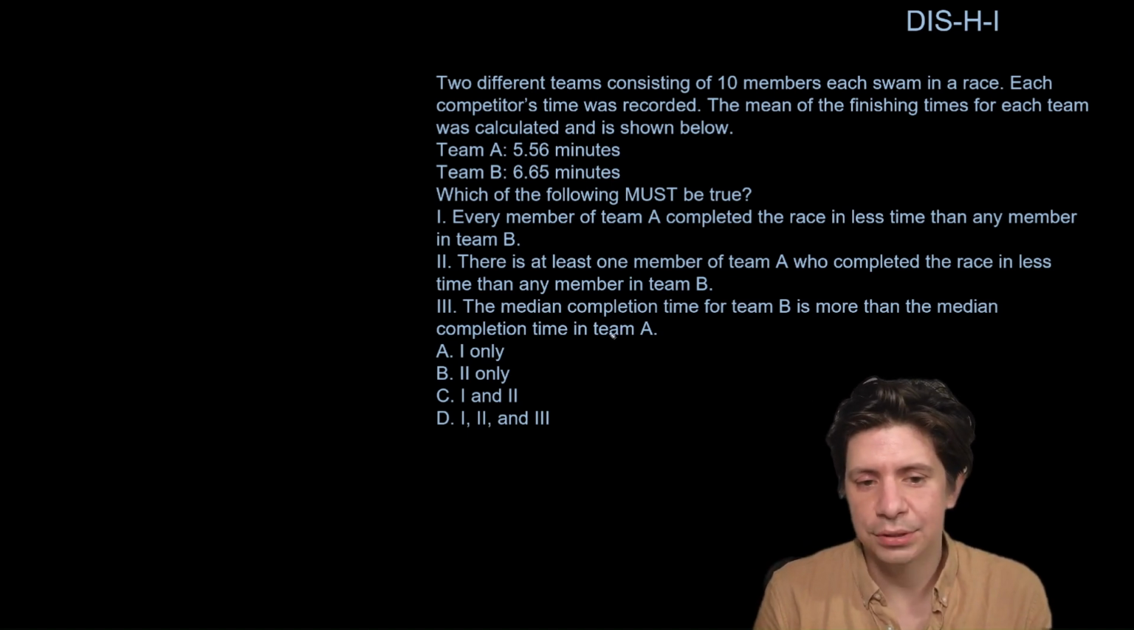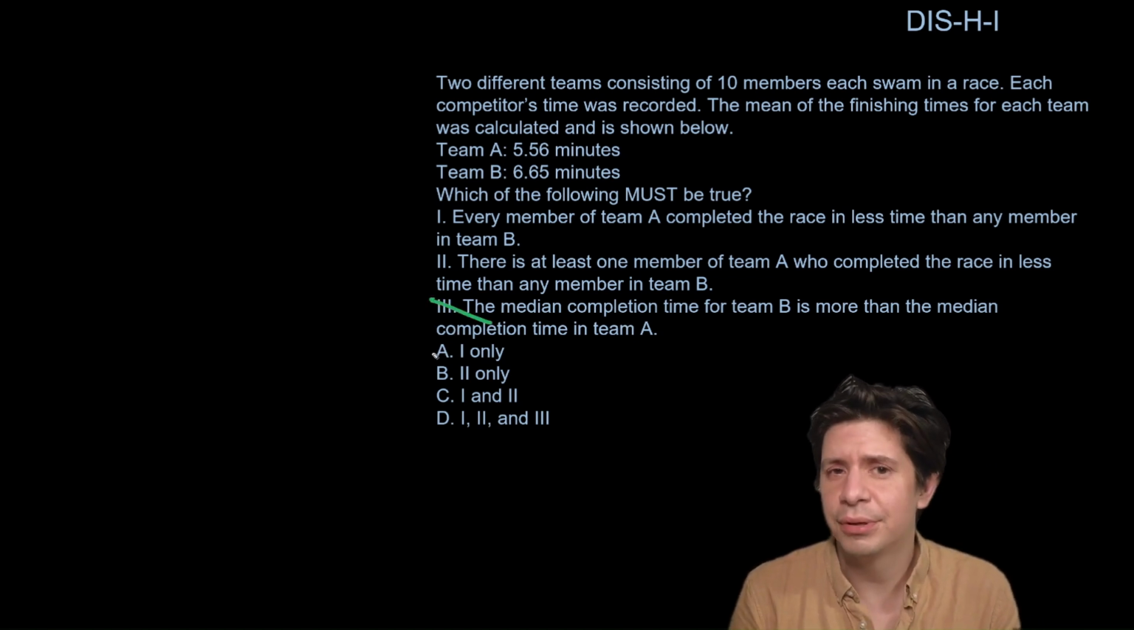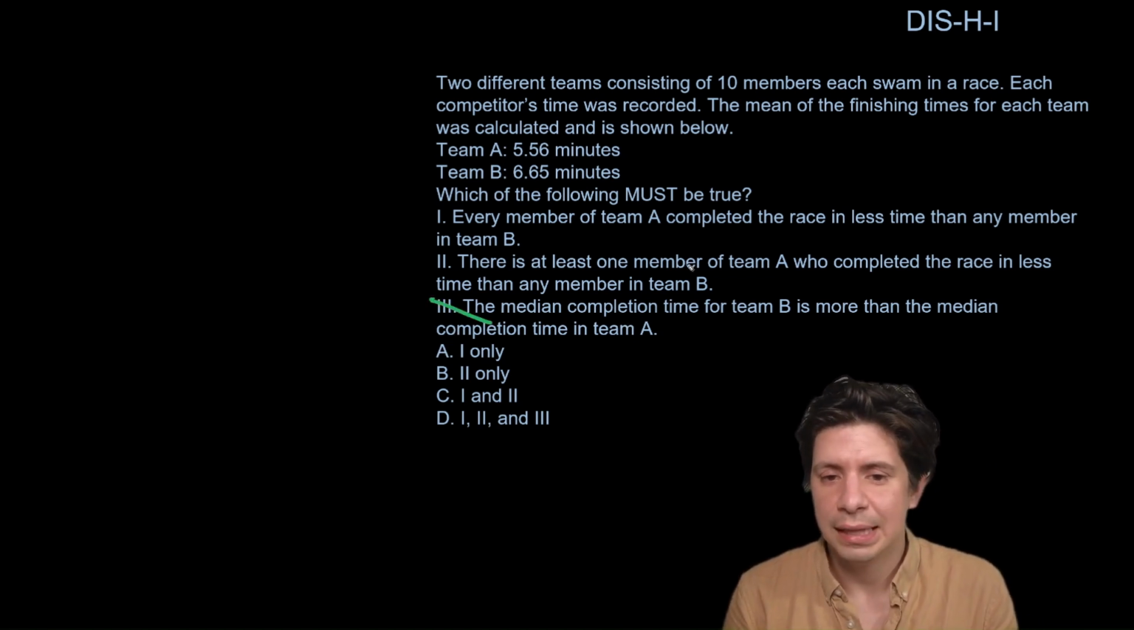So, is 3 true? No, because we don't know anything about the median. It could be true, but it's not necessarily true. Then there is at least one team member of Team A who completed the race in less time than any member in Team B.